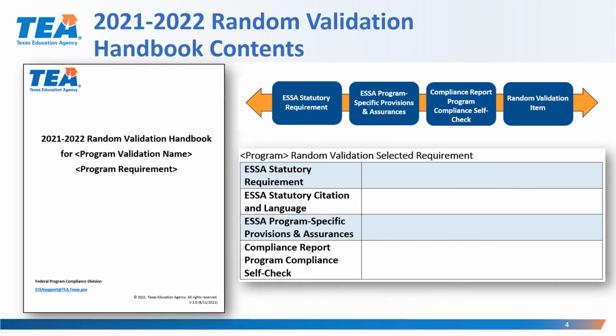The next section of the handbook includes the Random Validation Item alignment information. This portion of the handbook will include the ESSA statutory requirement being validated, the statutory citation and the language from the statute, the item that's referenced in the program-specific provisions and assurances, and the compliance report program compliance self-check item that corresponds to the random validation item.